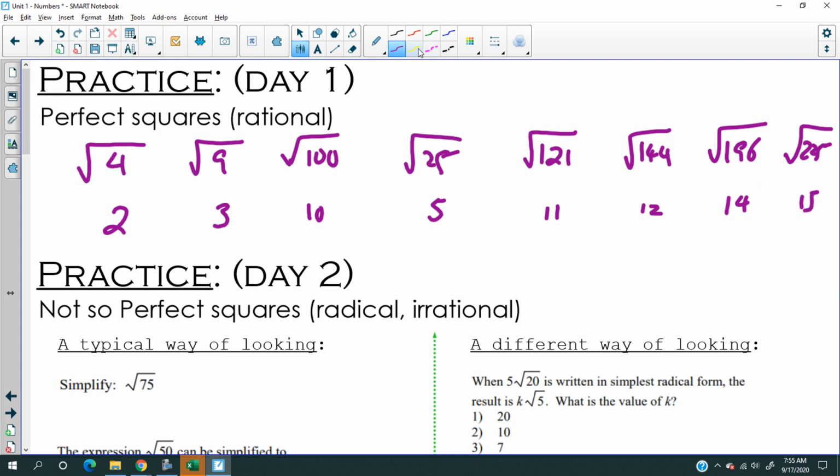Okay, important question. I'll put this in green. What about the square root of 1? What times what gives you 1? Yeah, 1, right? What about the square root of 0? What times itself gives you 0? 0. Okay, all right, not bad, not bad.